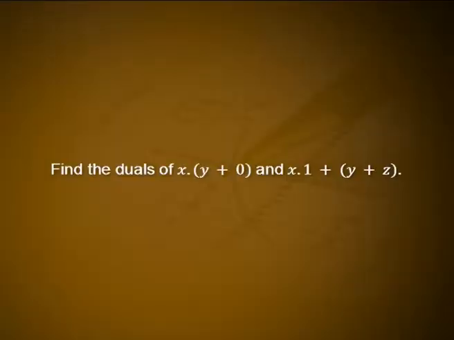Duality. The dual of a Boolean expression is obtained by interchanging Boolean sums and Boolean products and interchanging zeros and ones. We will see it in example 9. Example 9. Find the duals of x · y + 0 and x · 1 + (y + z). Solution. Interchanging dot signs and plus signs and interchanging zeros and ones in these expressions produces their duals.